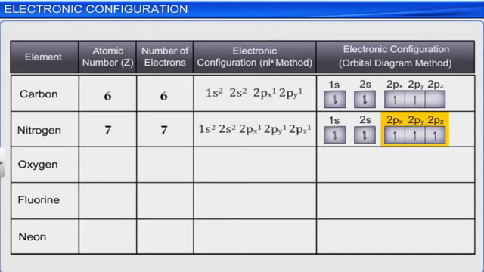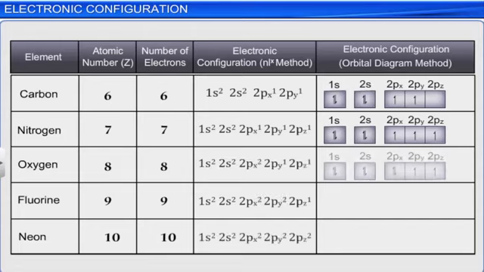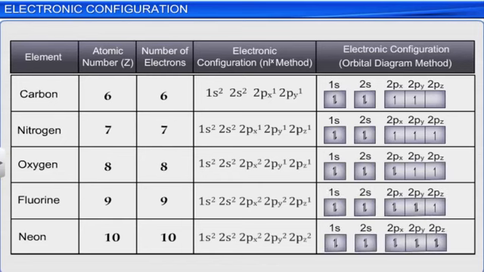Oxygen has 8 electrons. Fluorine has 9 and neon has 10 electrons. In each of these elements, after filling the first 4 electrons in 1s and 2s orbitals, the remaining electrons enter into the next higher orbital, 2p, according to the Aufbau principle.